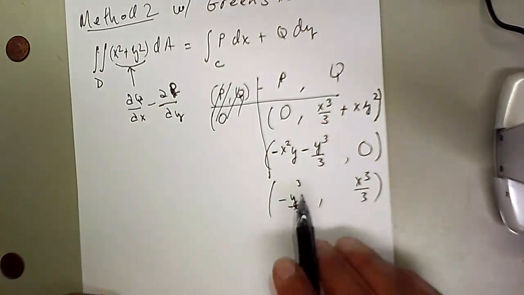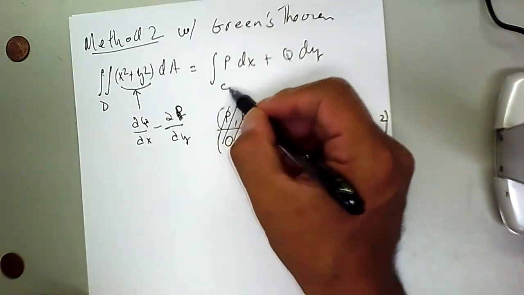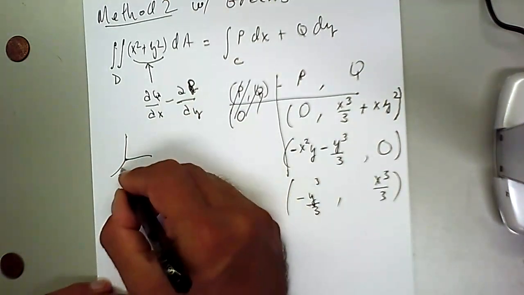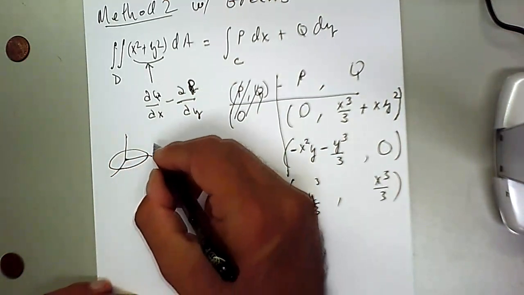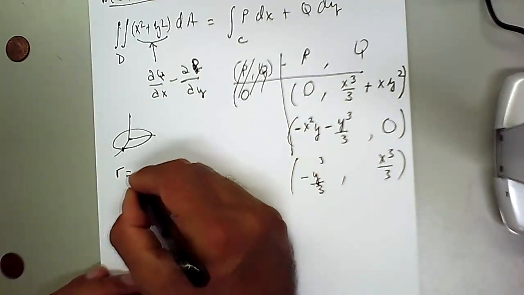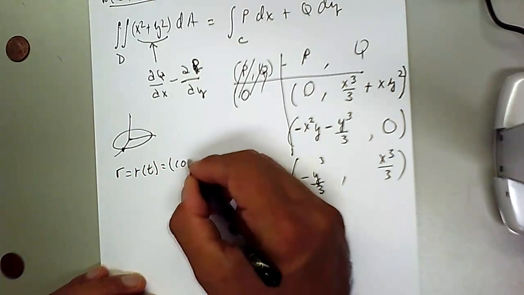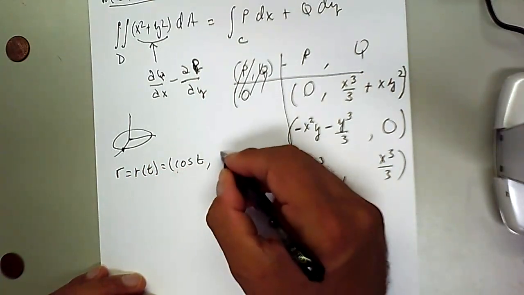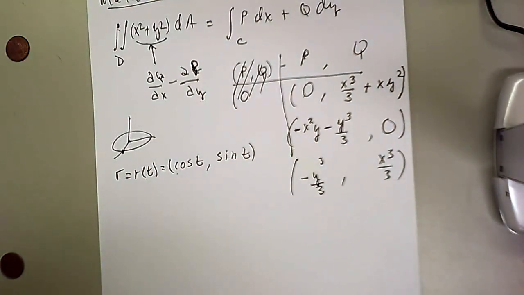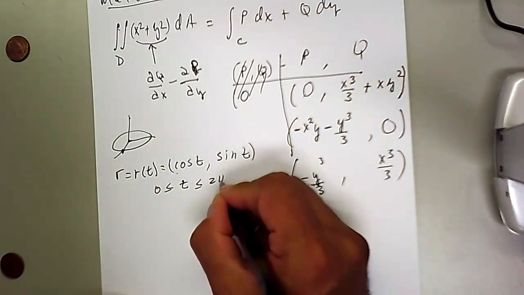Okay, let's pause for a moment and talk about the boundary. So the unit circle goes this way, and I want an equation for the boundary. It is well known that r, which is a function of t, will work if we set x to be cosine of t and y to be sine of t, as t runs from 0 to 2 pi.